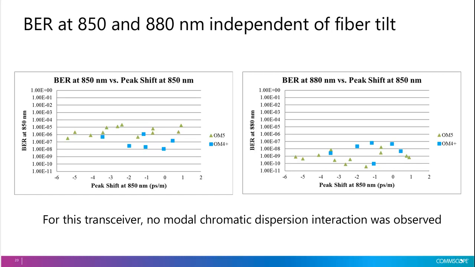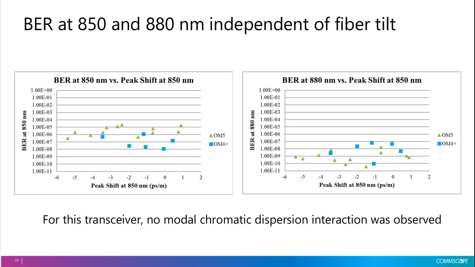So I mentioned earlier, some people have postulated that a left tilt fiber will have superior performance to a right tilt fiber, even at 850 nanometers. The thinking is there's what they call a modal chromatic dispersion interaction, where modal dispersion and chromatic dispersion can cancel each other out, which should improve the performance. Unfortunately, that relies on very specific launch conditions, and those launch conditions haven't been standardized, so you can't guarantee that you're going to get that with the transceiver that you use.